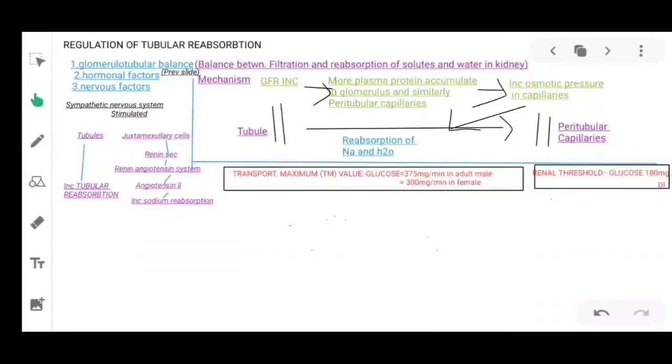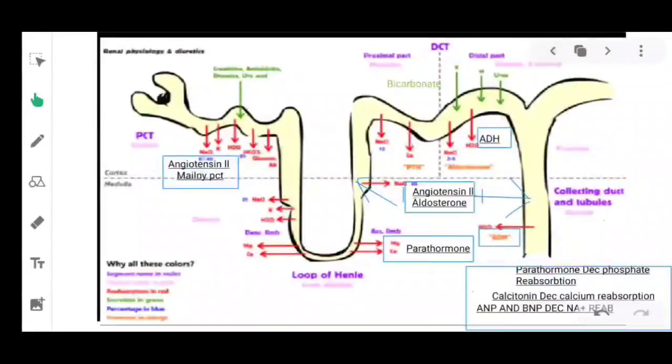Okay, so hormonal factor. Now we are going to study hormonal factors. According to this factor, there are various hormones such as aldosterone, angiotensin 2, ADH, that is antidiuretic hormone, then ANP, atrial natriuretic factor, BNP, and then calcitonin, parathormone. So first we are going to study aldosterone.